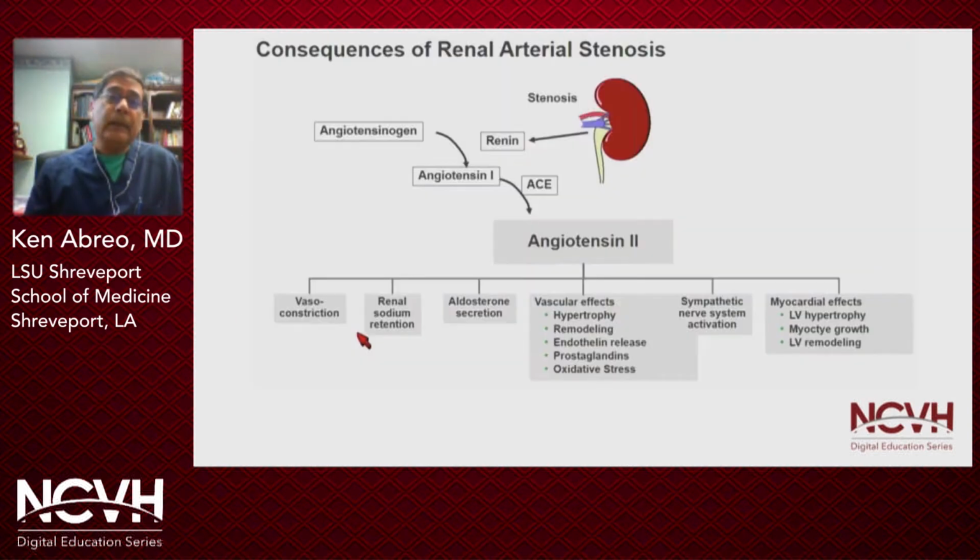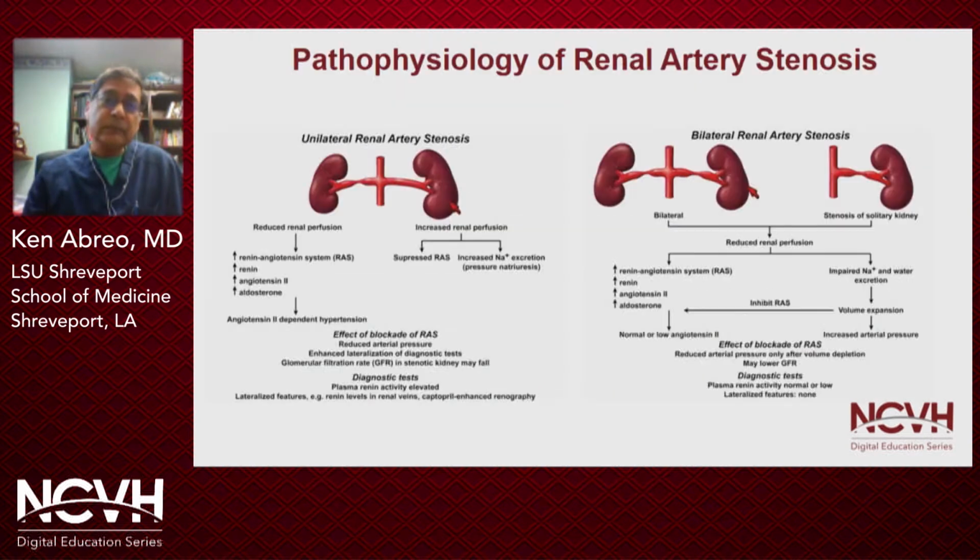Now, the consequences of renal artery stenosis, in brief: there is release of renin, which activates the renin-angiotensin system, and angiotensin II then has many adverse vascular effects. There's sodium retention, there's aldosterone secretion, there's an effect on the vasculature and on the myocardium. There is a difference in the pathophysiology of renal artery stenosis, whether it's unilateral or bilateral.